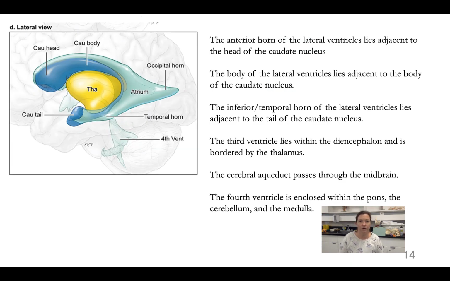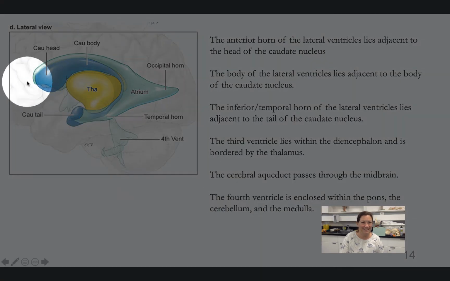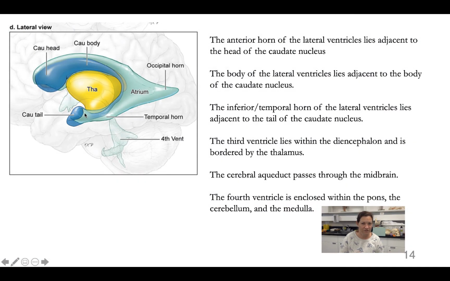And if you're a word kind of person, you can see that the anterior horn of the lateral ventricles lies adjacent to the head of the caudate. The bodies lie together, body of the caudate, body of the lateral ventricles, and the inferior horn lies adjacent to the tail of the caudate, but the head is slightly lateral and the tail is slightly medial to the ventricles.